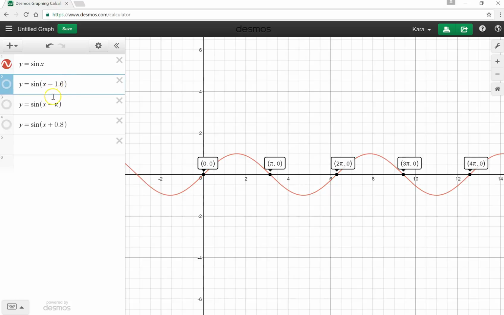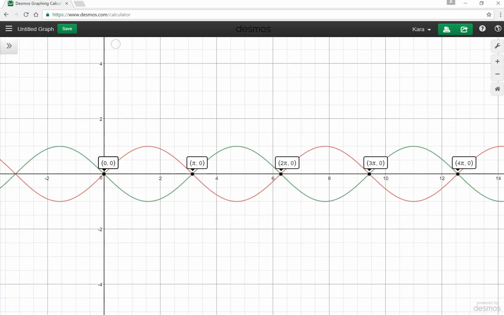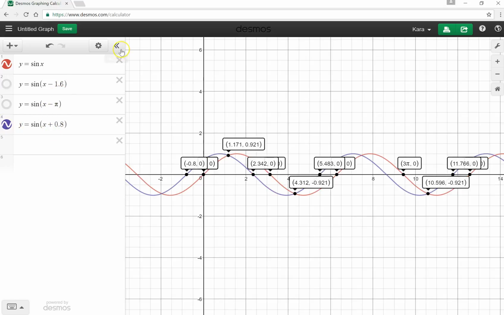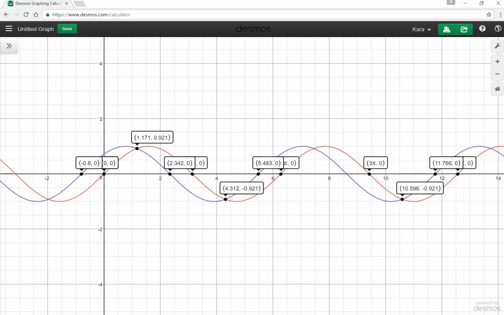Well, it has the same sign, so we would anticipate it moving in the same direction. Well, there we go. Okay, so our red graph, our sine graph, is at 0, right? And now we've moved over, and our green graph is our new one, and it looks as if it's moved over pi radians. Let's try this last one. It's plus 0.8. So the other two are minus, this one's a plus, so we would anticipate it's going in the opposite direction. And you can see there's that negative 0.8. It has moved over.